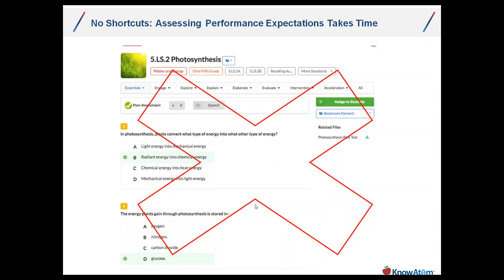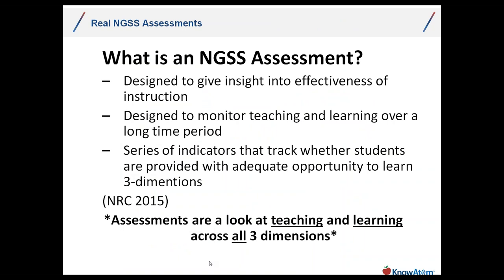Okay, and this is another one, an assessment. This is very low-order thinking. Photosynthesis: plants convert what type of energy into what other kind of energy? Well, that's just remembering, right? A next-generation science assessment is designed to give insight into the effectiveness of instruction. Now, you may say remembering the definition of a word shows whether your instruction is effective or not, but you have to remember that instruction is all about enacting curriculum, and the role of curriculum is to engage students as scientists or engineers under these new standards, to develop the skills and the ability to connect concepts, what we call cross-cutting concepts, to understand the behavior of the content, and to actually use that content to solve problems and answer questions.